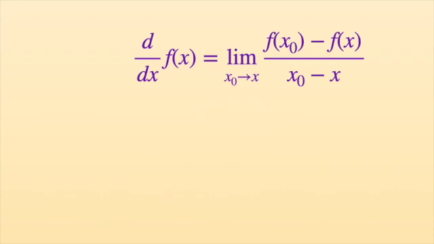We'll start off with the 2 points approaching each other, and our function is going to be x raised to the n, where n is some integer. And we combine those together, and when I substitute in my function, I get the derivative of x to the n is going to be the limit as x naught goes to x of x naught to the n minus x to the n over x naught minus x.